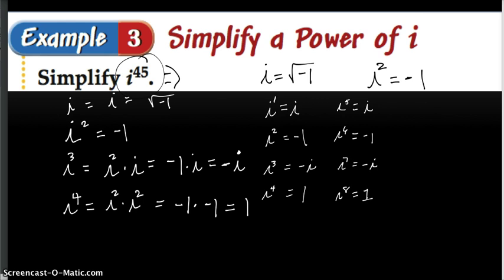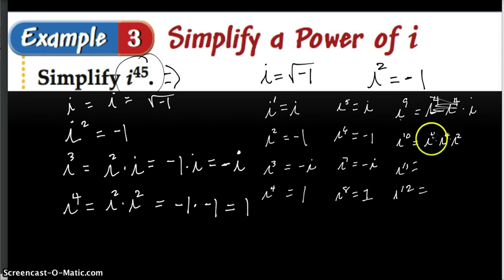So check this out. If I had, let's continue, i to the 9th, then i to the 10th, i to the 11th, and i to the 12th. With a similar argument, i to the 9th can be looked at as i to the 4th times i to the 4th times i. Well, we know i to the 4th is just 1, so what we end up with is just i. i to the 10th can be written as i to the 4th times i to the 4th times i squared. We know that this is just 1 times i squared, which is -1.